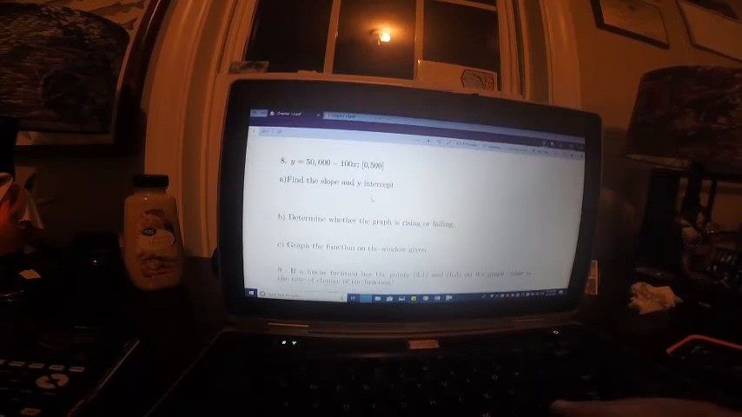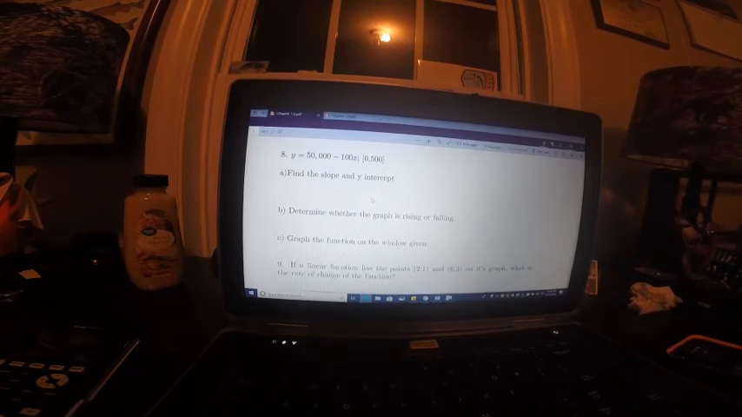down here, it says for number 8, y equals 50,000 minus 100x, and it gives you this 0 to 500 range to look at. So it says find the slope and the y-intercept. Okay, your slope here is going to be whatever number's in front of your x, and you do have to include that negative. So we're looking at negative 100. Your y-intercept here is going to be your b, so your constant. So if you write it as an ordered pair, it's going to be 0, comma 50,000.